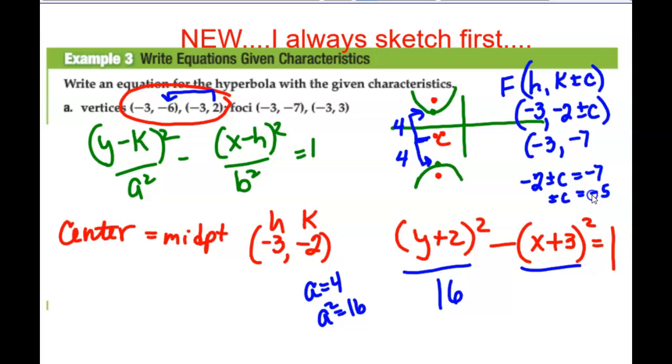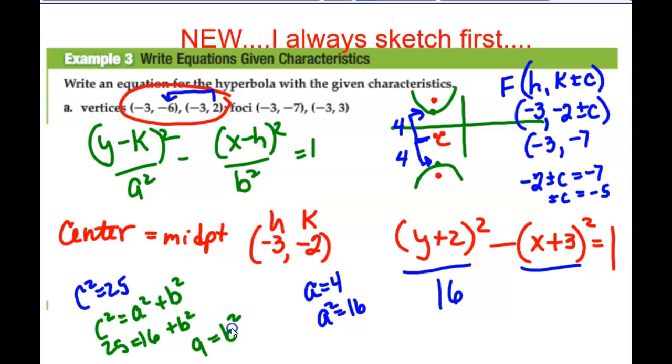Okay, so C squared is 25. And what's the formula? C squared equals A squared plus B squared when it's hyperbola, right? 16, 25, 9 is B squared. Anybody? Did I subtract right? So what goes down here? Just 9, right? That one was tricky. I'll give you that because they gave us the foci, but we got there.